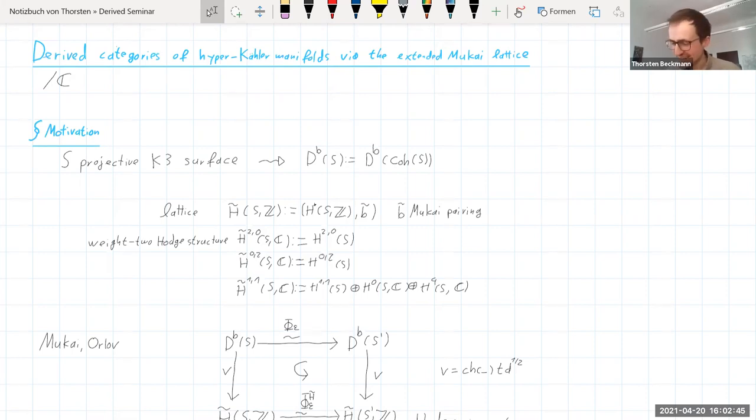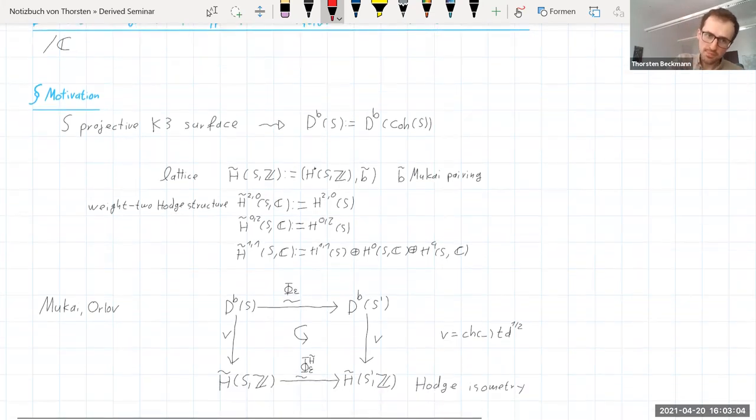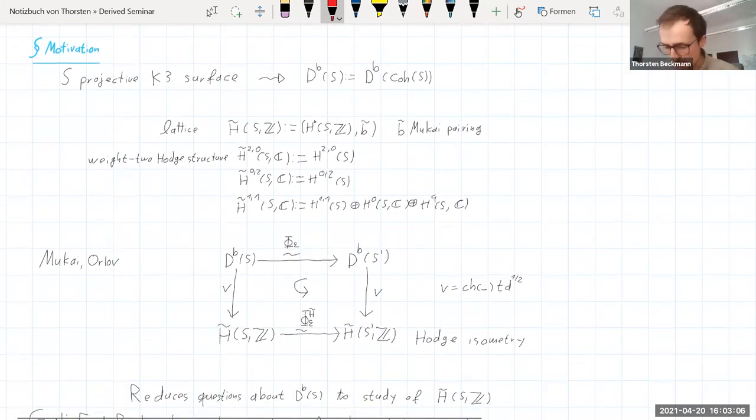A disclaimer from the beginning on: I will throughout just assume that the base field is the complex numbers. To motivate the title and also what I want to say about today, let me quickly say something about a probably, for all of you, very familiar situation for K3 surfaces. Let us consider the case that S is a projective K3 surface, and what we want to study today is the bounded derived category of coherent sheaves on S.